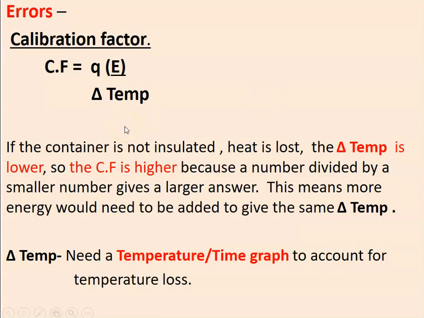We need to look at the errors. So when you calibrate the calorimeter, if the container is not insulated, heat is lost, the change in temperature would be lower. So the calibration factor would be higher. So if the amount of energy that it's gone up is lower than it should have been, that makes your calibration factor higher than it should be. This means more energy would be needed to give the same temperature.